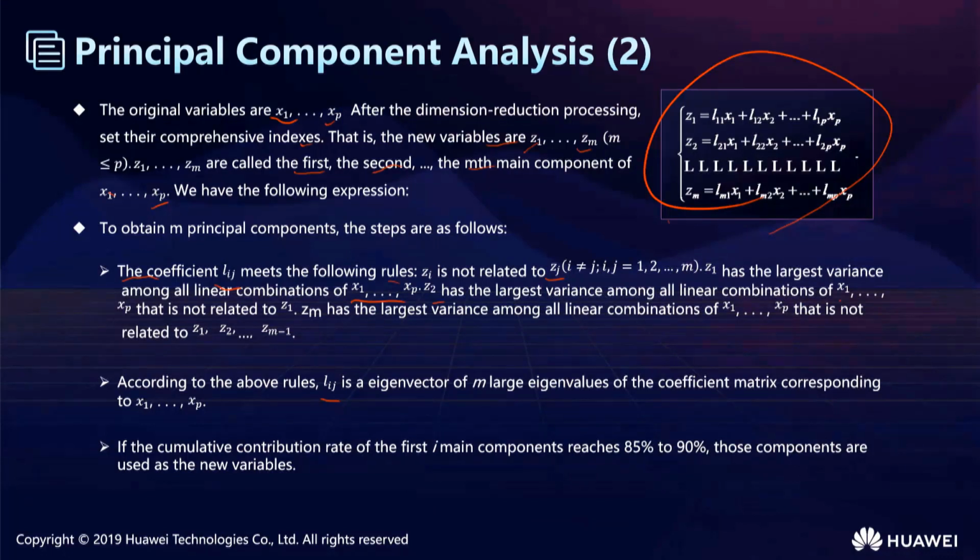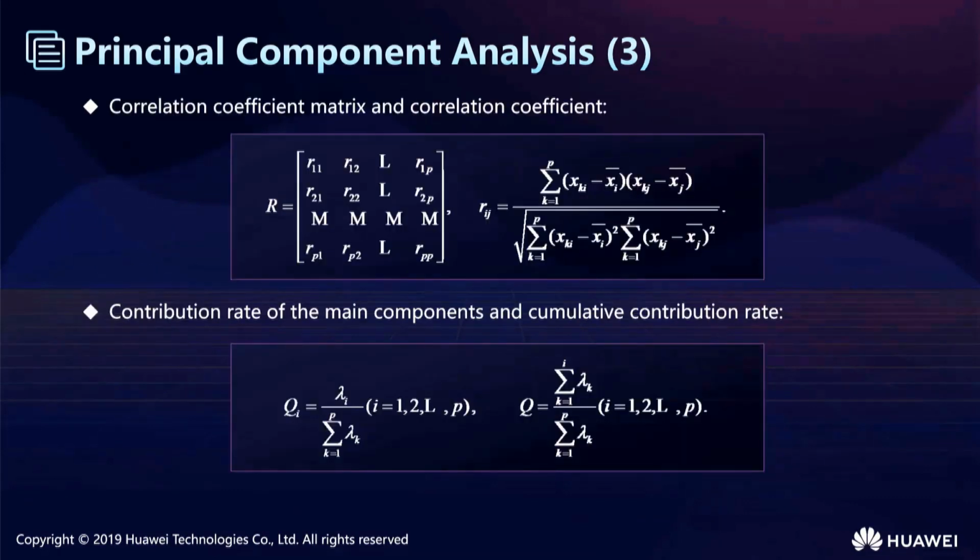When the cumulative contribution rate of the first i main components reaches 85% to 90%, those components are used as the new variables, and that's how we calculate the principal components. If you want to learn more, you can read some blogs or books for details. And now we won't explain these formulas.